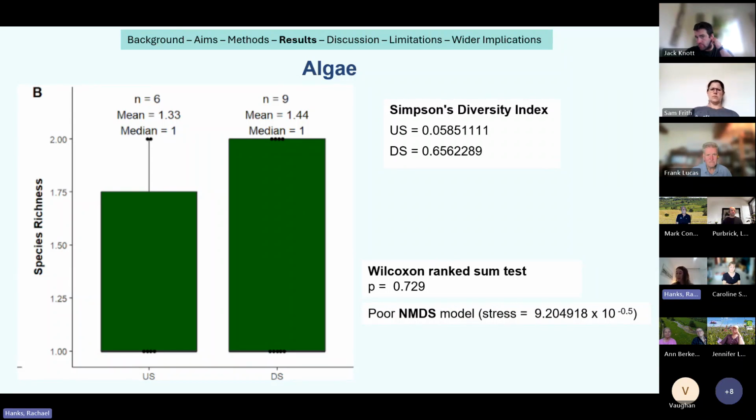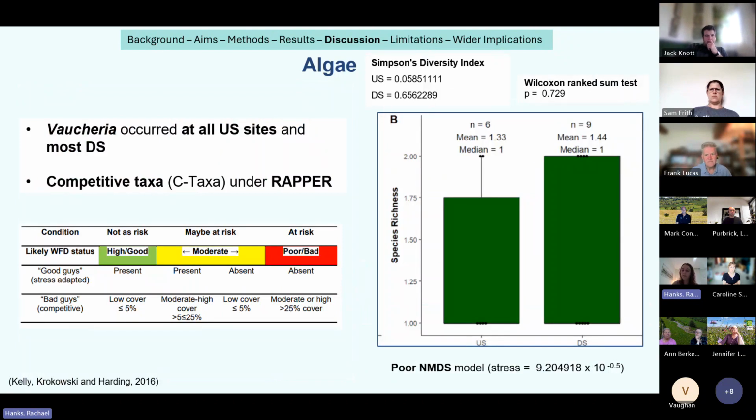And my NMDS model, which shows if there's correlation between certain species upstream and downstream, was a really poor model. It was not fitted very well at all. This is probably because there weren't many families of algae that I could identify, which is probably what drove a really poor model and no significant difference.